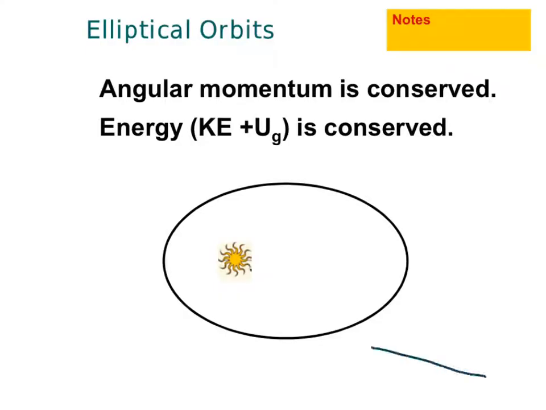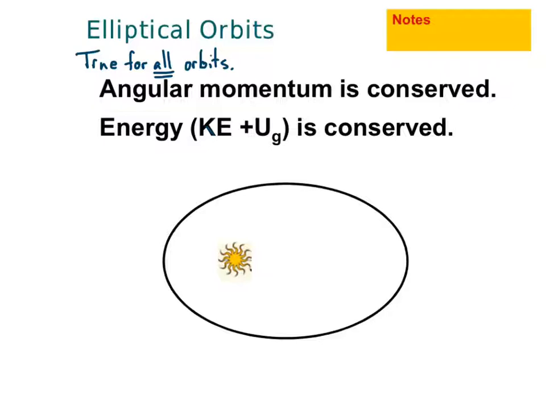Alright, now I want to talk about elliptical orbits. Now, these two statements right up here are true for both elliptical and circular orbits. So these are true for all orbits. It's true that angular momentum is conserved in a circular orbit, and it's true that angular momentum is conserved in elliptical orbits. The same applies for total energy, which is kinetic plus gravitational potential. And both of these items are conserved.